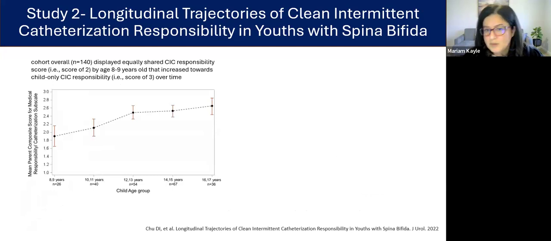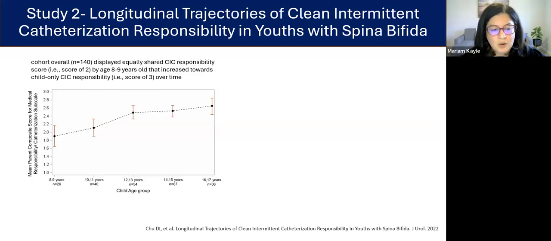So the same thing, this was a scale, and the outcome of interest was a self-report scale that parents and children filled out on who's doing the intermittent catheterization. It ranged from 1 to 3, with 1 being completely dependent on the parent, 2 being shared, meaning the parents do it sometimes and the child does it other times, and 3, the child does it all the time.